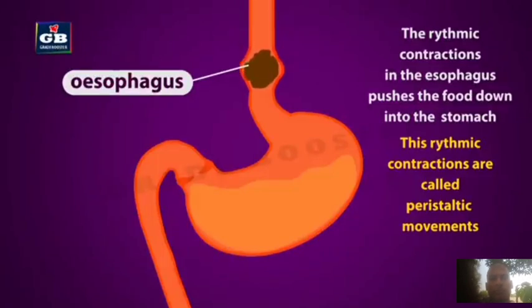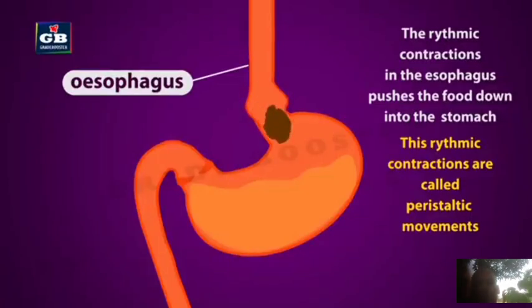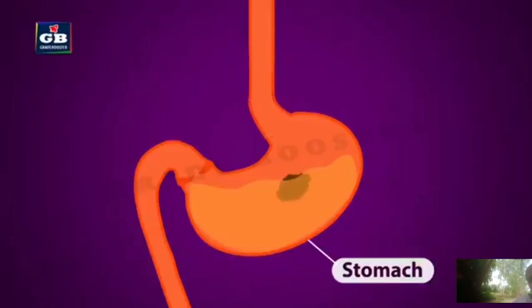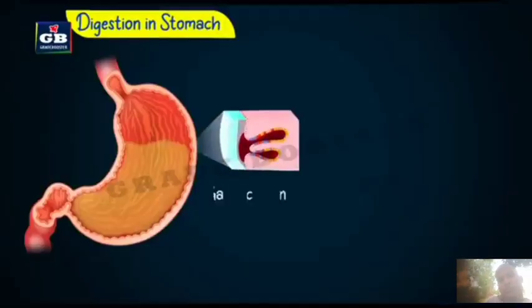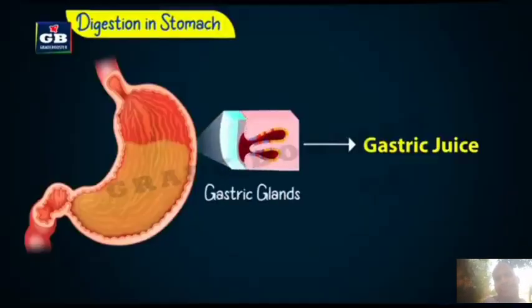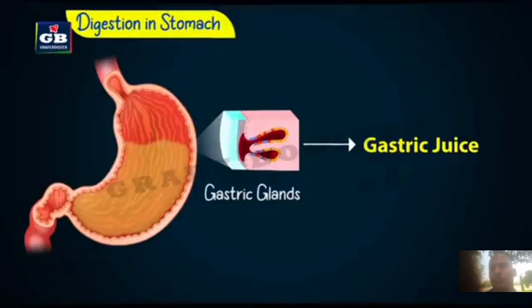The rhythmic contractions of the esophagus help the downward movement of the food. These rhythmic contractions are called peristaltic movements. This is the stomach. It is a hollow muscular organ. Gastric glands present in the walls of the stomach produce gastric juice. The gastric juice has different compounds in it. They help the stomach in the process of digestion.